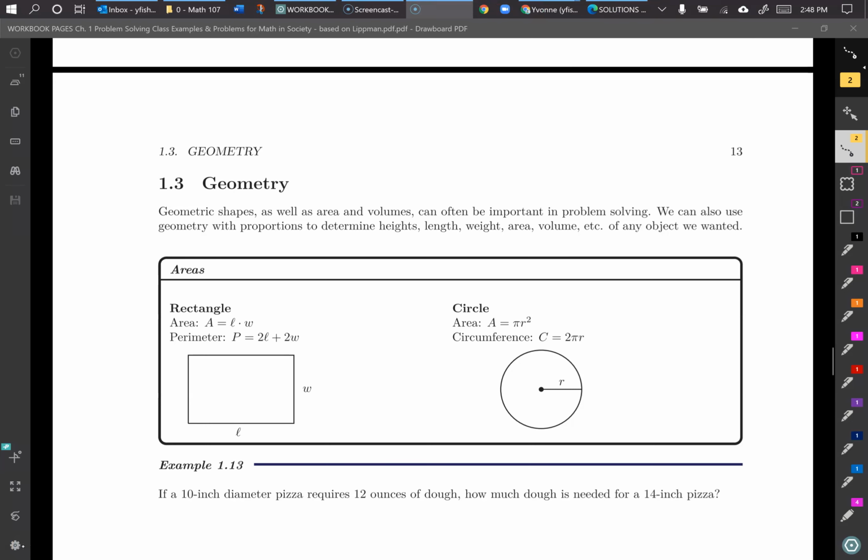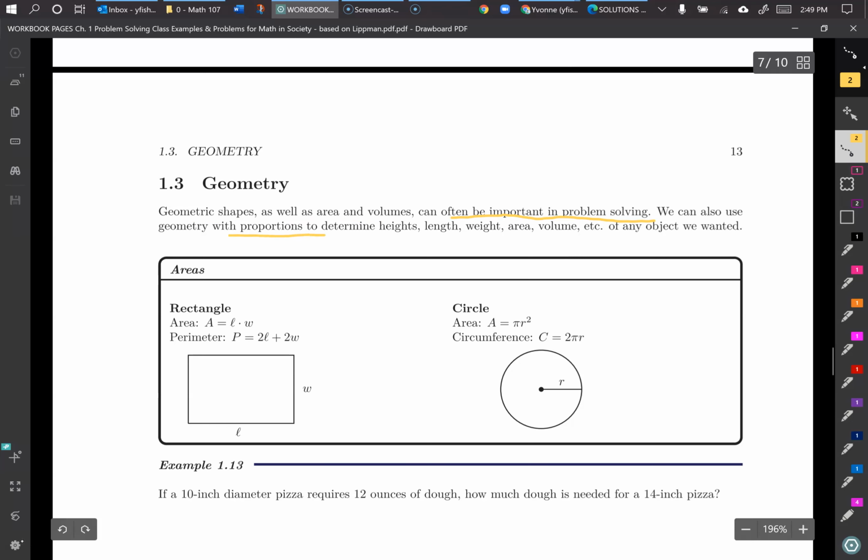Okay, so now we're on part 3 of our chapter 1 problem solving video set. This is geometry and applying those skills here. So page 13 of your workbook. Okay, so we have geometric shapes as well as area and volumes can be important in problem solving.